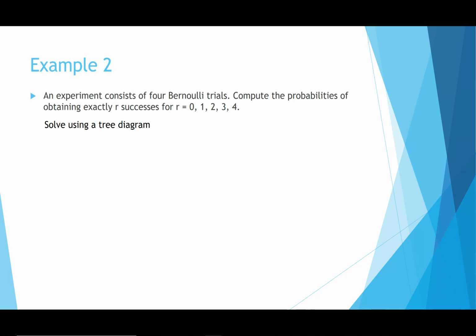We're looking at an experiment consisting of 4 trials. Again, Bernoulli trials means that each trial is just broken down to either success or failure. Compute the probabilities of obtaining exactly R successes. We're going to do this for each type of success, whether we have 0 successes, 1, 2, 3, or all 4 successes. We're going to find the probability of every single one of them. We're going to use a tree diagram here, although it's a very elaborate tree diagram.